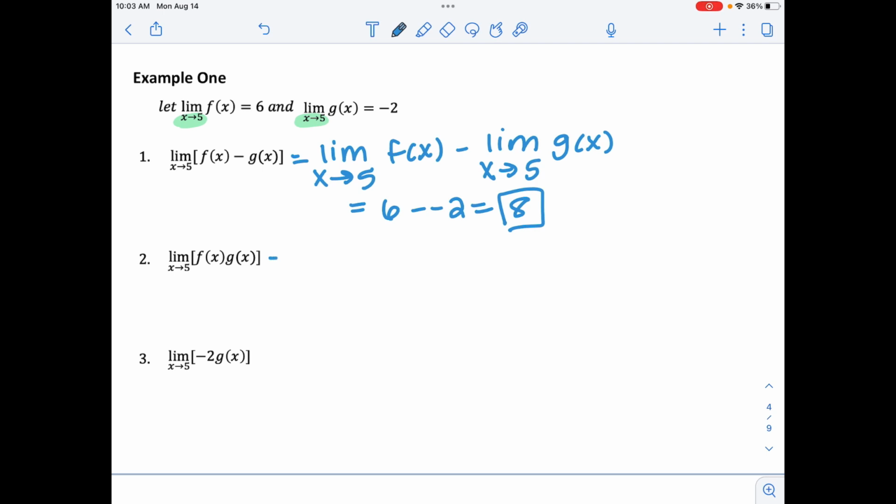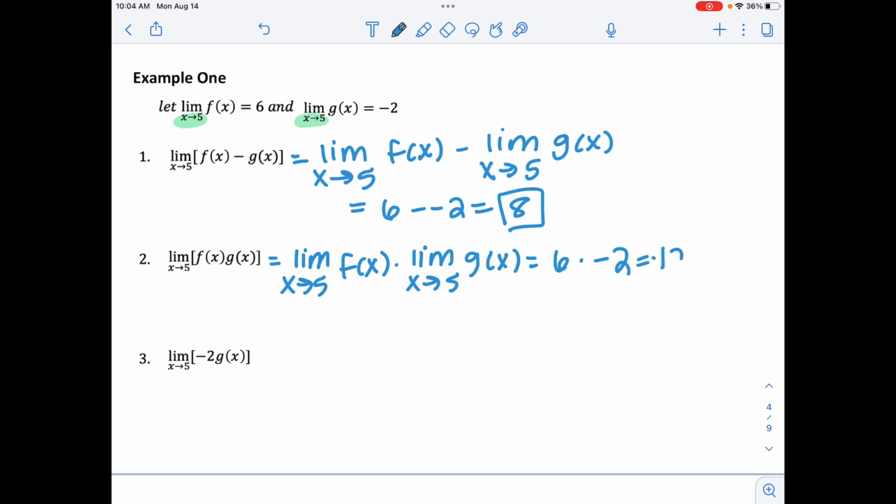This one, I'm going to write this out just for this page, and then I'm not going to write them out as much. But what the other rule tells us is that these two limits can just be multiplied. So the limit as x approaches 5 of f of x times g of x is the same as the limit as x approaches 5 of f of x times the limit as x approaches 5 of g of x. So that's 6 times -2. That equals -12.